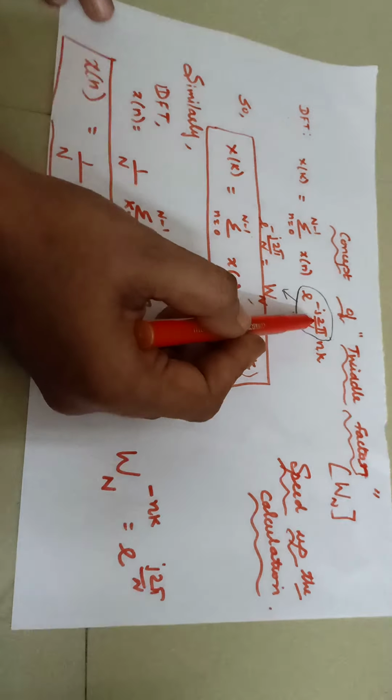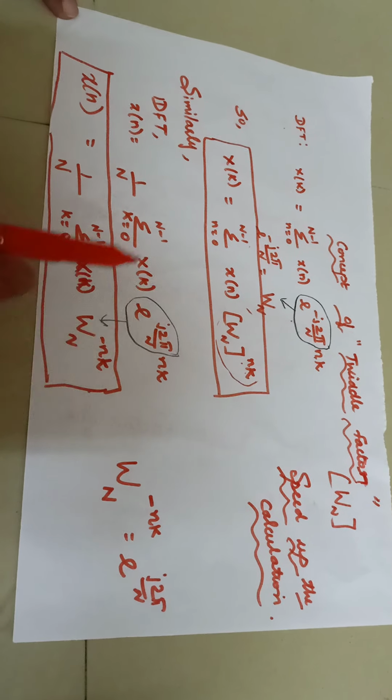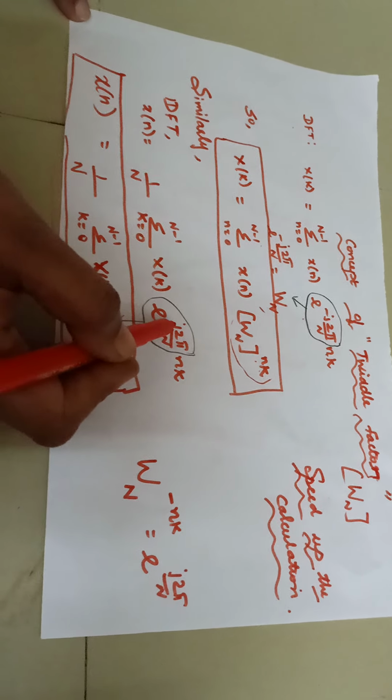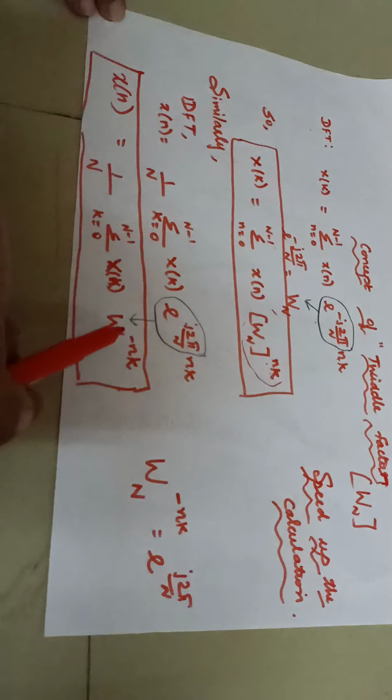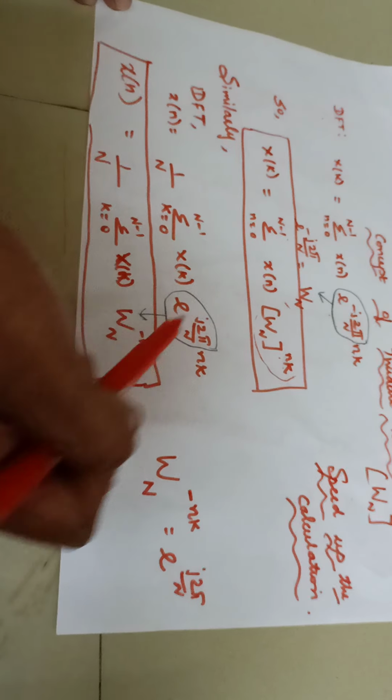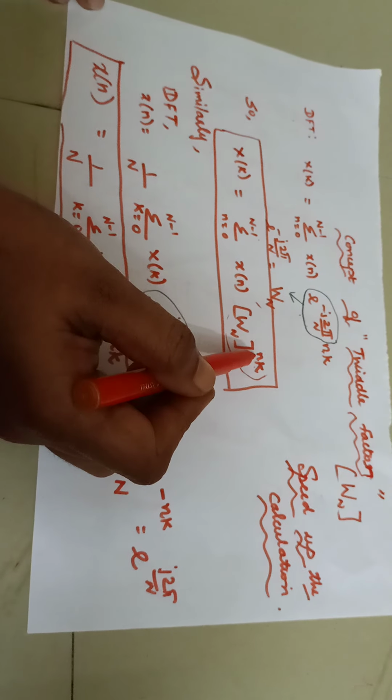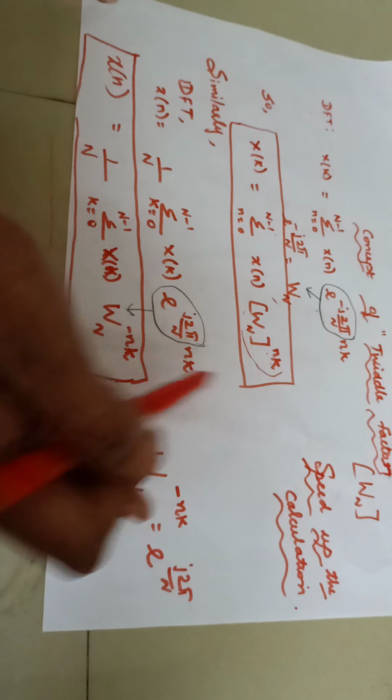Here instead of e power minus j 2 pi by N, we have e power j 2 pi by N. So the difference is what? The minus sign alone. So what will be the formula? WN power minus nk. This is the difference.